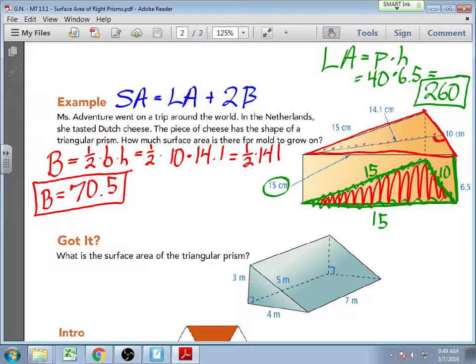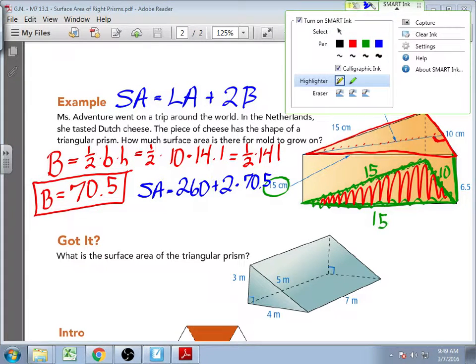Then we got to set up our whole formula together. So my surface area is going to be the lateral area that I found, 260, plus 2 times my 70.5. Now wait a minute.